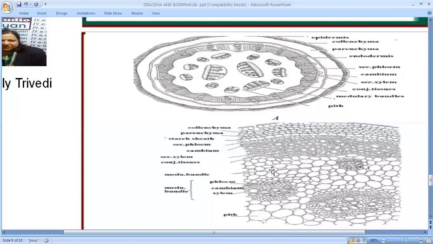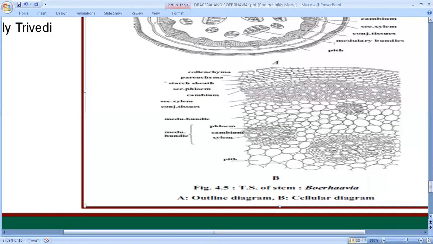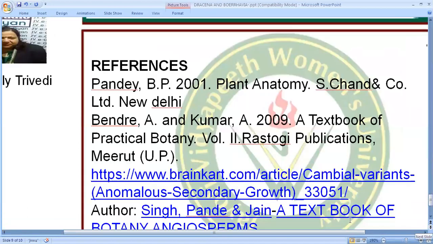Now, medullary bundles are the normal bundles which are usually present and which consist of open type, that means cambium is present, and phloem and xylem both are present. So the anomalous feature is the secondary vascular bundles produced by the conjunctive tissue.